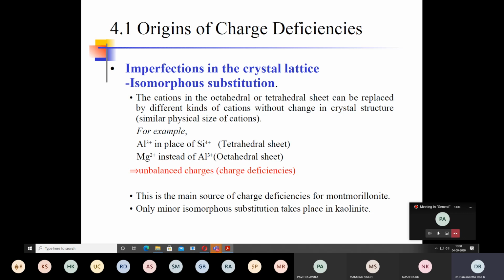First of all, the charge deficiency is basically attributed to imperfections in the crystal lattice. Imperfections in the crystal lattice. Now again, crystal lattice means you have to go to the sheets, layers, and so on and so forth.